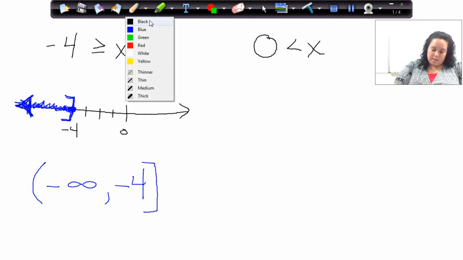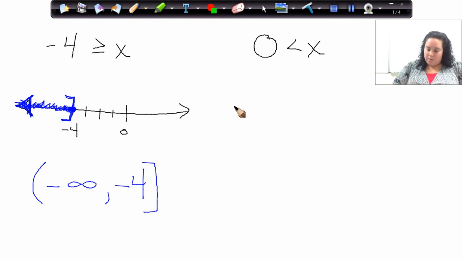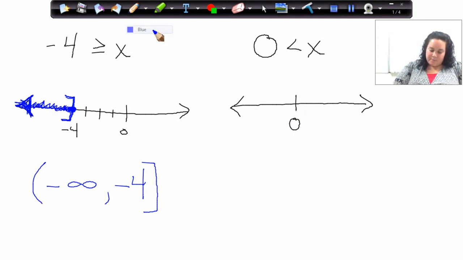Okay, great. Let's do this one over here. 0 is less than x. So we have 0, and 0 is less than x. So where is x then? X is going to be bigger than 0, right? So we're going to shade over here.